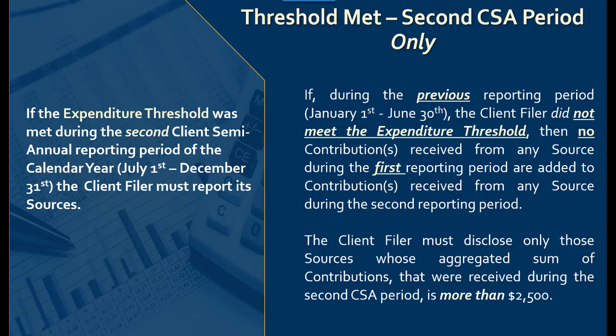If during the previous reporting period, the client filer did not meet the expenditure threshold, then no contributions received from any source during the first reporting period are added to contributions received from any source during the second reporting period. The client filer must disclose only those sources whose aggregated sum of contributions that were received during the second CSA period is more than $2,500.